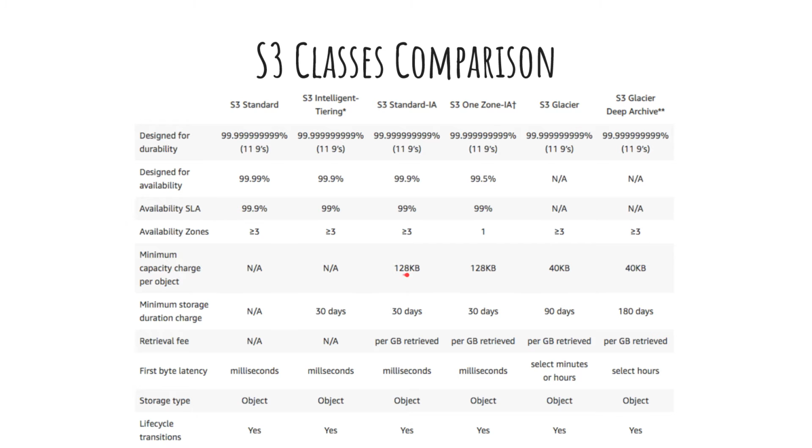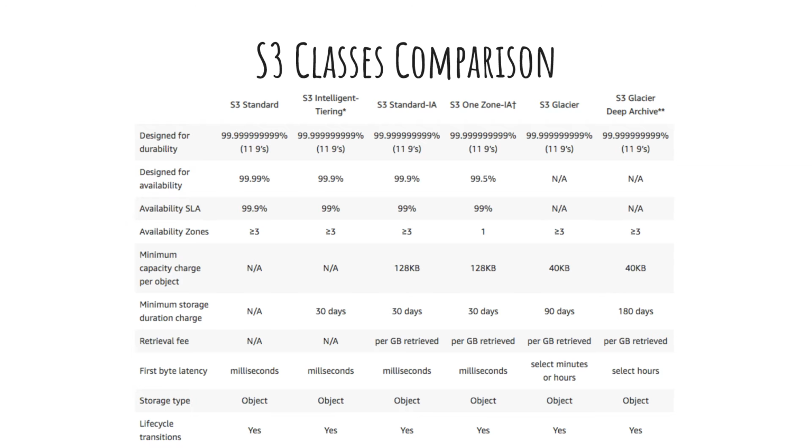The minimum capacity charge per object for this one is 128 kilobytes. This is the most dangerous one, I would say, because it is across one availability zone, and if that availability zone goes down, everything will go down. It has the minimum capacity charge per object, and also a minimum storage duration charge. And the last one is Glacier, which is for keeping something long term. If you want to retrieve the data, it's going to take some time and you have to pay for it. My suggestion is, based on your scenario, you could keep your hot or recent backup in S3 standard and move your long-term backup to S3 Glacier or other classes.